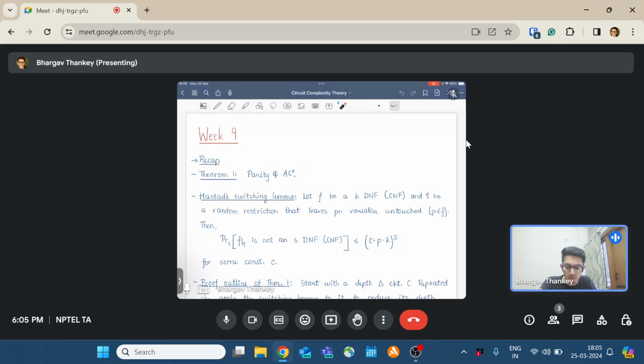And one of the crucial parts of this proof is Håstad's switching lemma, which says that if f is a k-DNF or a k-CNF, and rho is a random restriction that leaves pn variables untouched, then the probability over the random choice of rho that f restricted to rho is not an s-CNF or s-DNF... Oh wait, this should be CNF/DNF, because this is DNF/CNF. So if f is a k-DNF, then the probability that it is not an s-CNF, and if f is a k-CNF, then the probability that it's not an s-DNF, is at most (C times p times k) to the s, for some constant C.